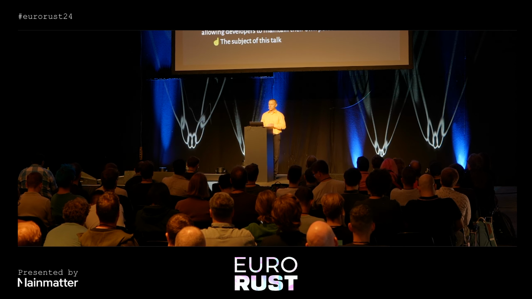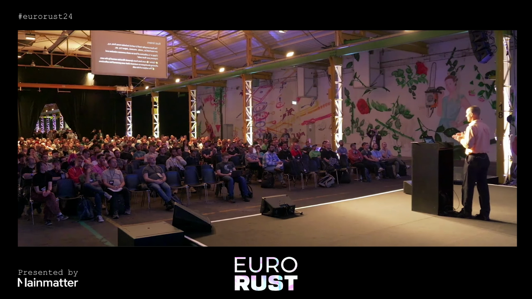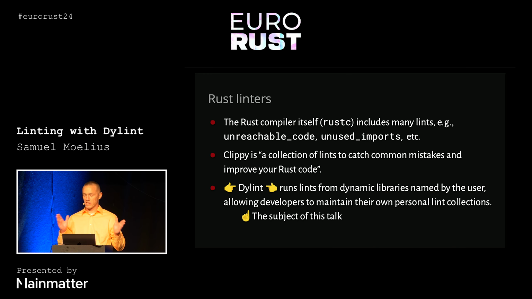And so then, what are some Rust linters that we know of? The Rust compiler itself actually has several lints built into it. So if you've ever gotten a warning about unreachable code or unused imports, or there are many others, these are actually lints that are built into the Rust compiler that are flagging your code. And then when you install the Rust compiler with, say, Rust up, you actually install alongside of it another tool called Clippy. And Clippy is self-described as a collection of lints to catch common mistakes and improve your Rust code.